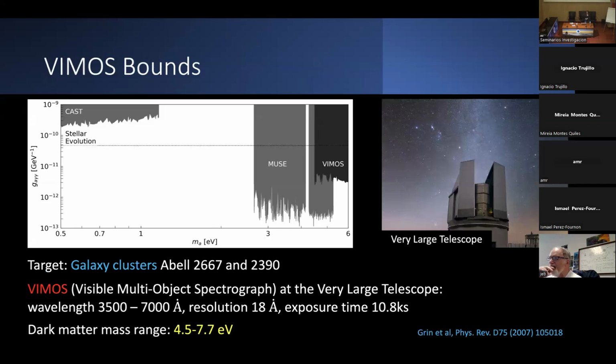And then there are the VIMOS bounds. This is the Visible Multi-Object Spectrograph, also at the VLT, with a wavelength range of 5000 to 7000 Angstrom and a resolution of 18 Angstrom. The total exposure time was 10.8 kiloseconds. The targets in this case were 2 galaxy clusters, Abell 2667 and 2390. And it goes to larger masses, 4.5 to 7.7 eV.